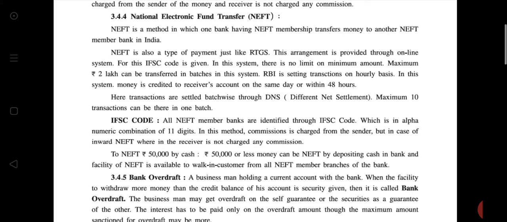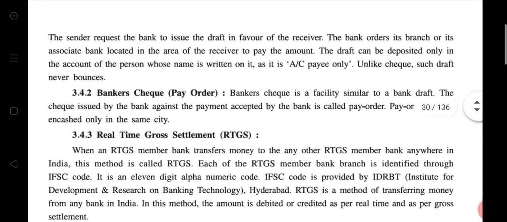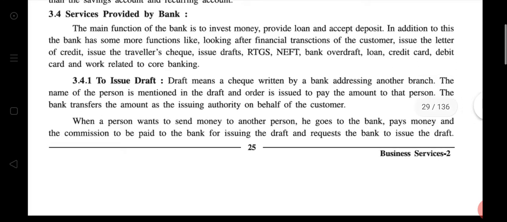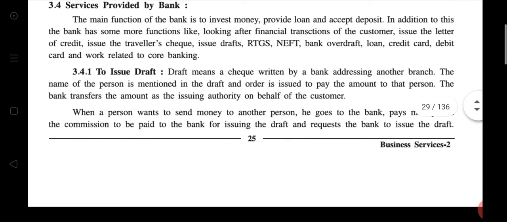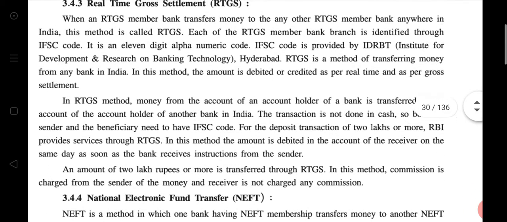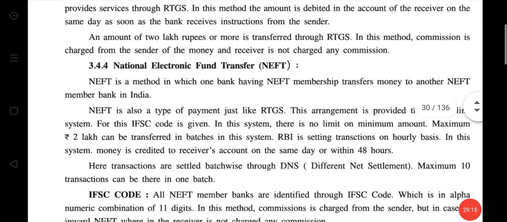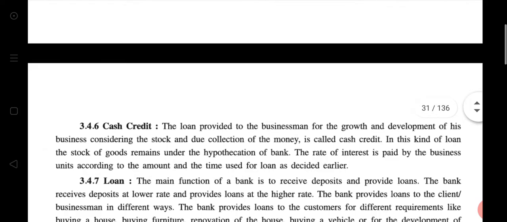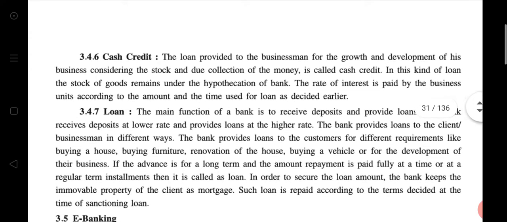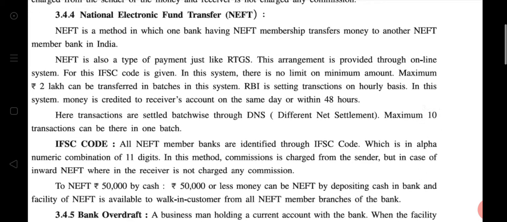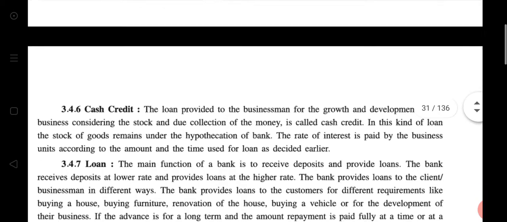Okay, today's topic we have done is the services provided by a bank. In this, the services include issue of draft, banker's cheque, RTGS, then NEFT, then IFSC code, then bank overdraft, then cash credit and loan. Please remember the amounts, limits and time duration also. Please read perfectly at your home and stay connected with us.